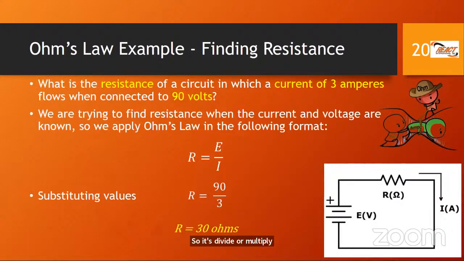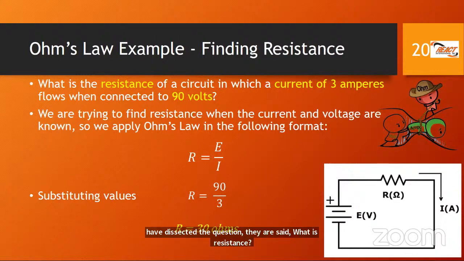Okay, so let's work a couple quick examples. Using Ohm's law, we want to find resistance. This is exactly how the questions will come in the question pool, and if we have some time, we'll go through the actual questions in the question pool. What is the resistance of a circuit in which a current of 3 amperes flows when connected to 90 volts? That sounds like a long, complicated question, but notice that we have highlighted some key terms. We have dissected the question. They have said, what is the resistance? So you already know they are asking you for resistance.